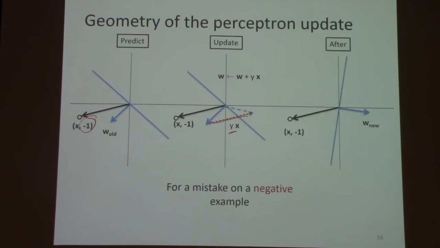Here, this is a cartoon example where the update is dramatic and the mistake is immediately corrected. More likely, the change would just change it a little bit. It might still be a mistake, but maybe less of a mistake. And this is where we stopped in the last lecture, so I want you to think about this and ask me any questions.